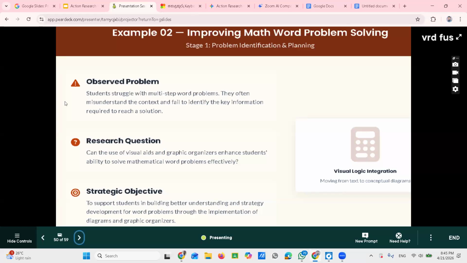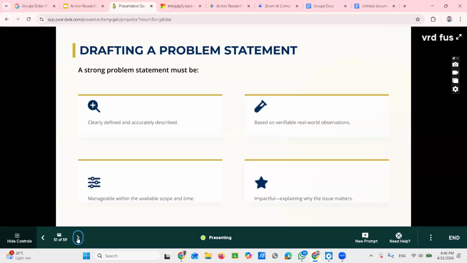Then you also want to mention strategic objectives, to support students in building better understanding and strategy development for word problems through the implementation of diagrams and graphic organizers. In that way, you should write down the strategic objectives also. Here, the second example is a different subject.